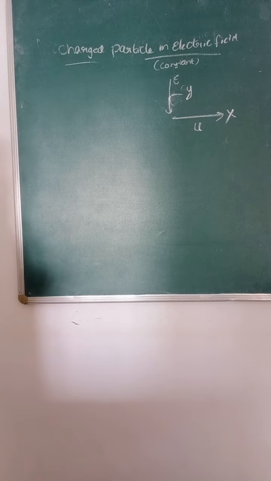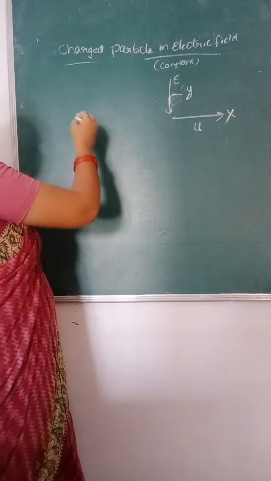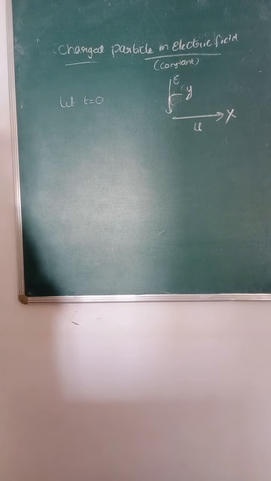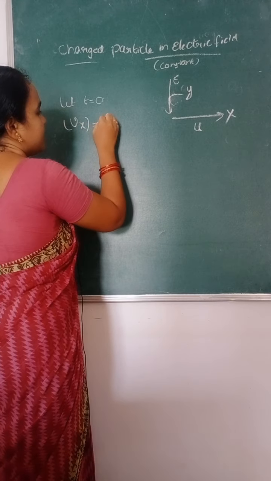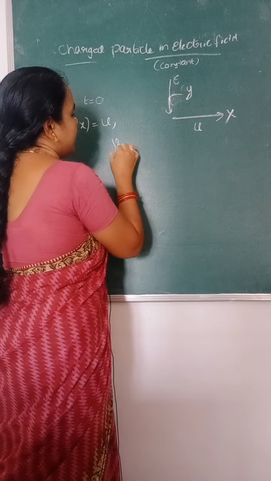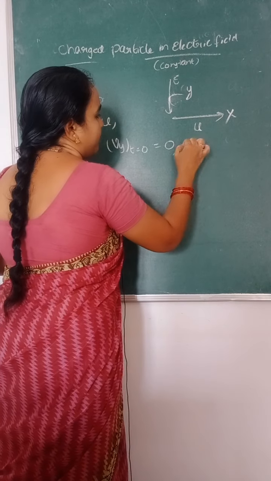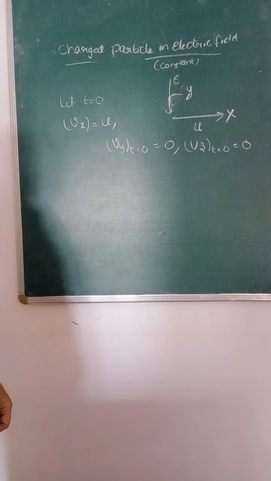Then at the initial time, let t be equal to 0. The initial velocity of the particle, that is Vx along the x direction, is u. There is no velocity along the y direction at t equal to 0, and similarly the Vz component at the initial time is equal to 0. So the components along the y and z directions are 0.